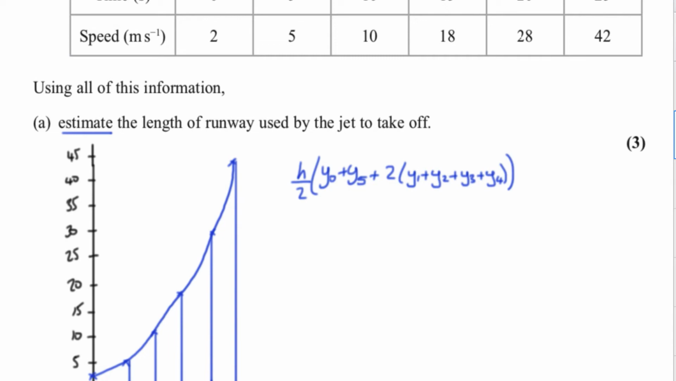So h is the width of the bars, so that's 5. So we've got 5 over 2. y0 is 2. y5 is 42. And then we've got 2 lots of all the others, so that's 5, 10, 18, and 28. If we work that out on our calculators, I'm getting 415 meters.